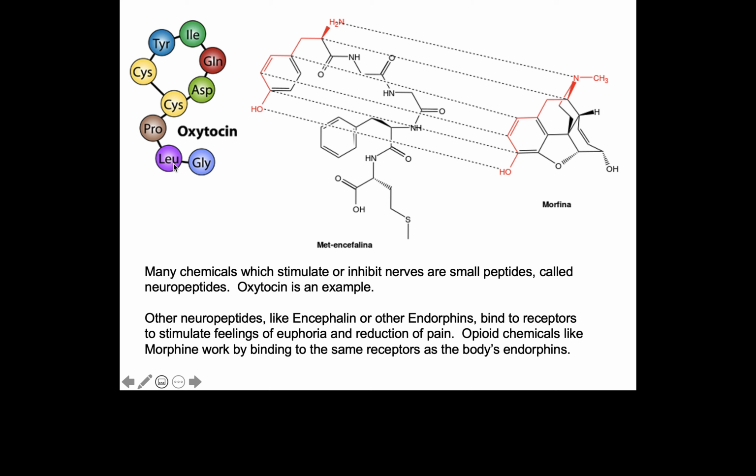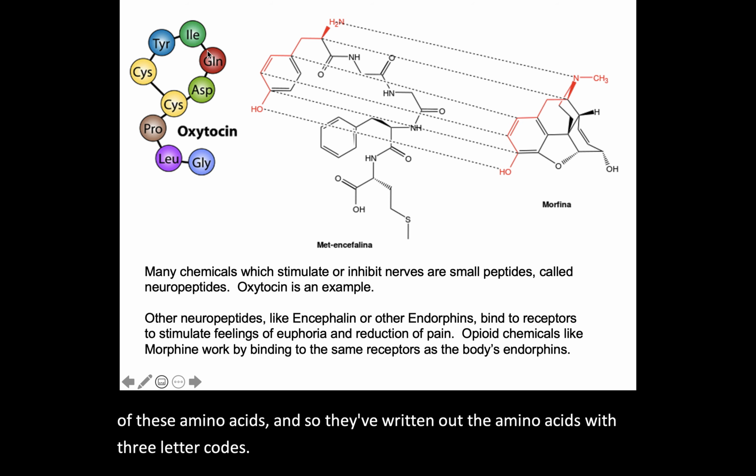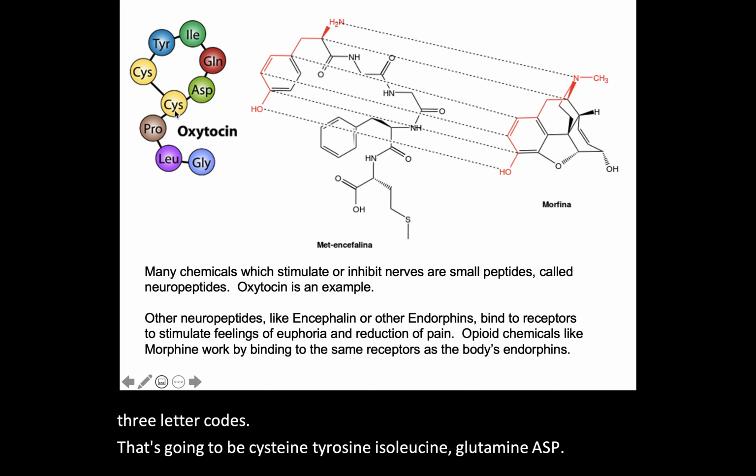Oxytocin, shown here, is a neuropeptide made of these amino acids, and so they've written out the amino acids with 3 letter codes, but that's going to be cysteine, tyrosine, isoleucine, glutamine, aspartic acid, cysteine again, and remember cysteines have a sulfur on the end of it, and they can form this disulfide bridge. The 2 sulfides link. Then there's a proline and a leucine and a glycine.